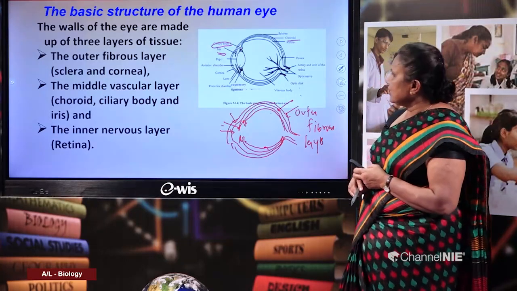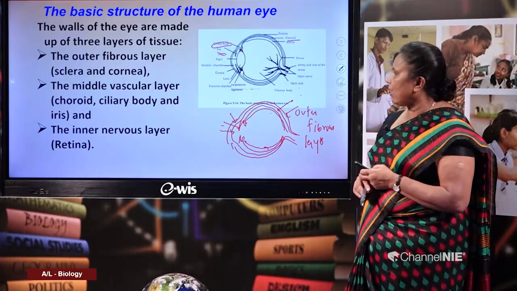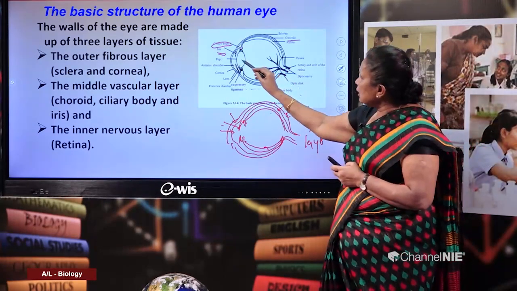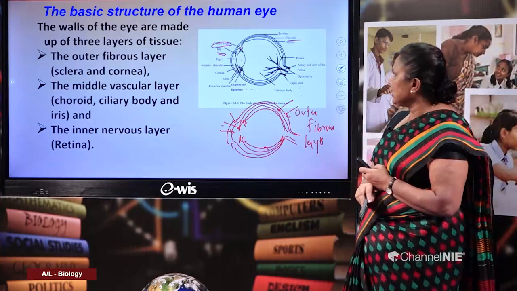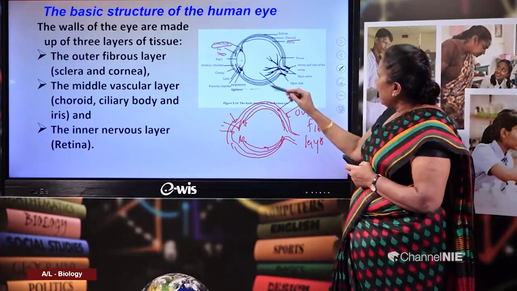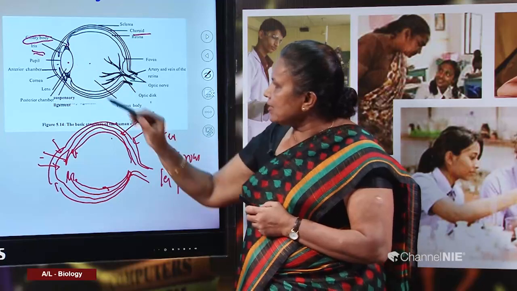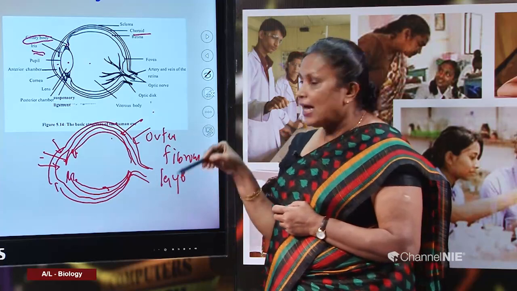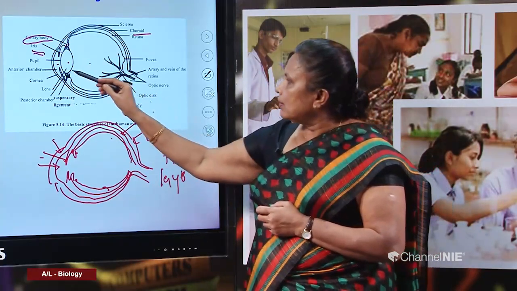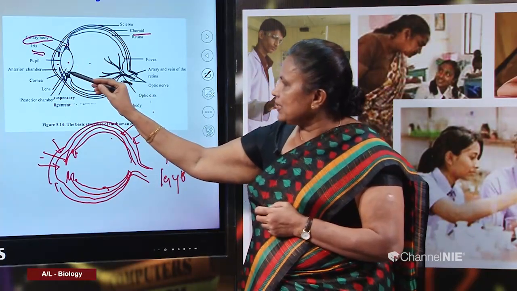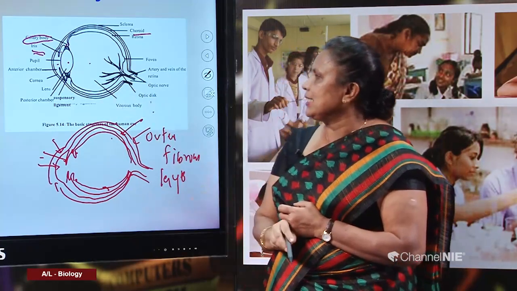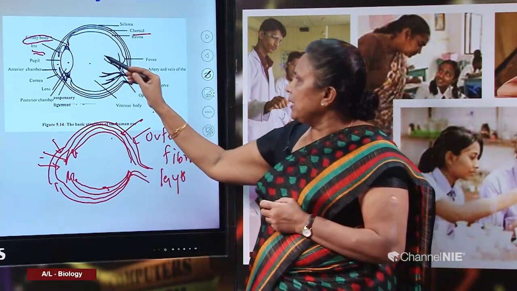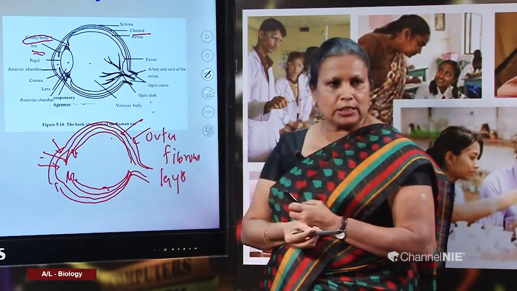Then we can see certain other structures inside the eye. We can see this particular structure, which is the lens, and there are two chambers in front of the lens and behind the lens. The one which is present in front of the lens is called the anterior chamber. The one behind this is called the vitreous body.